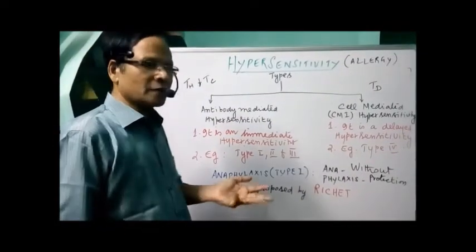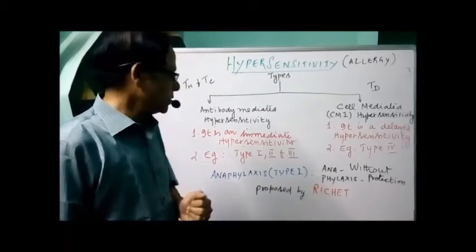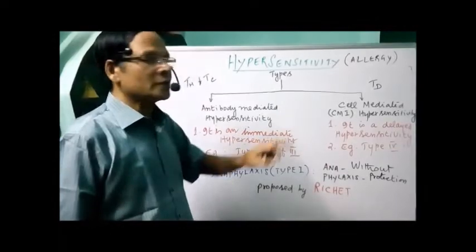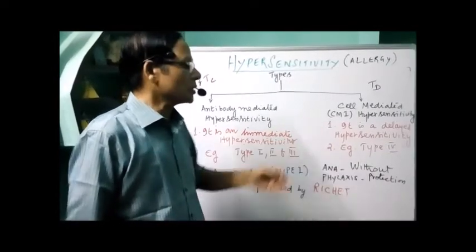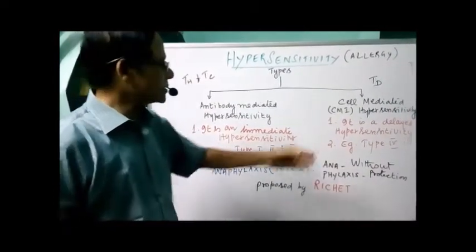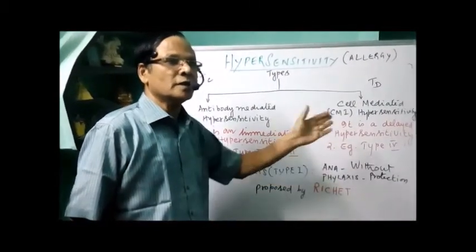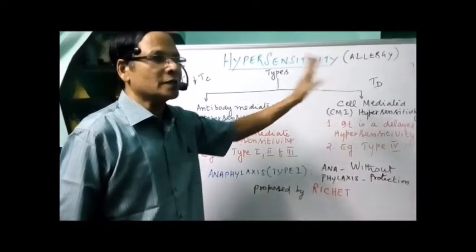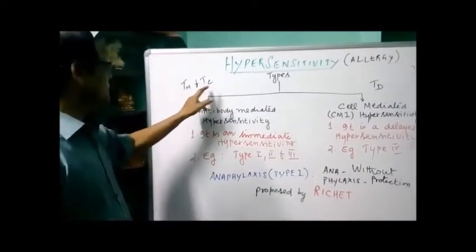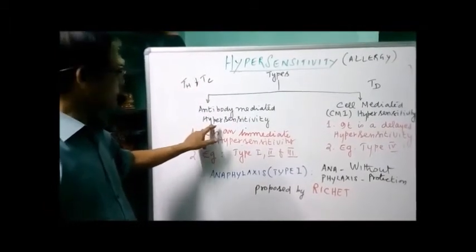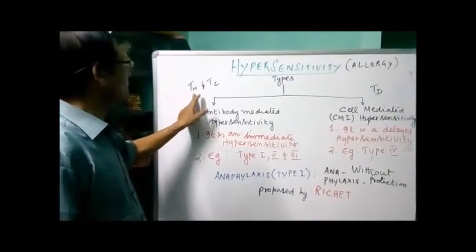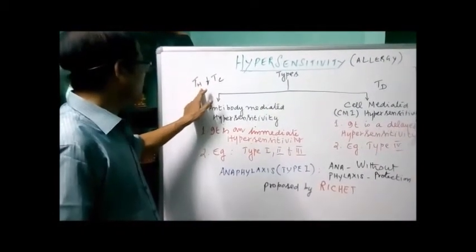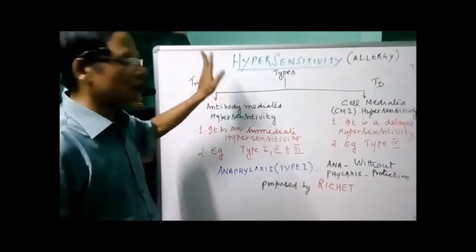So we have 4 types, type 1, type 2, type 3 and type 4. The first 3 are antibody mediated. The last one, type 4, is cell mediated. It takes place slowly, not immediately. So only after some time it takes place. That's why it's called delayed hypersensitivity. The cells involved are designated as T lymphocytes, delayed. In the case of antibody mediated hypersensitivity, the cells involved are TH cells, the helper cells, and TC cells, the cytotoxic lymphocytes. H for helper, C for cytotoxic lymphocytes.